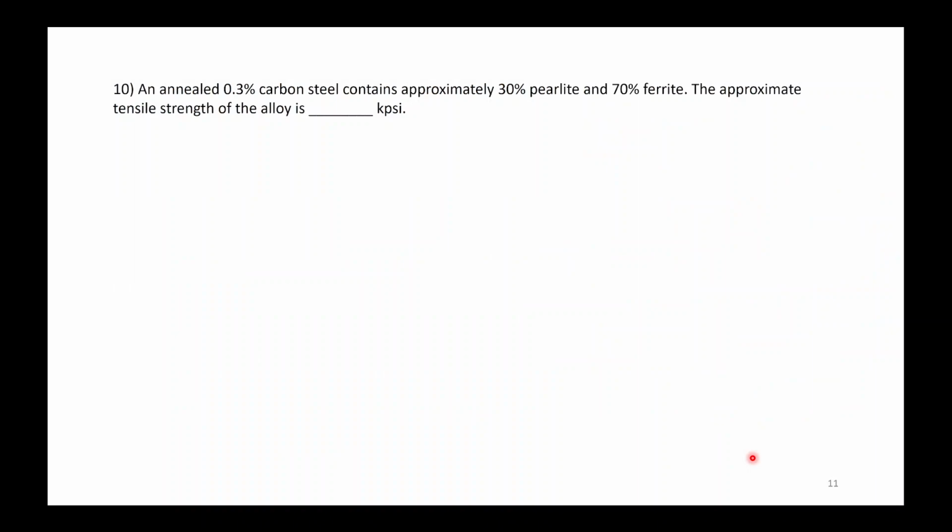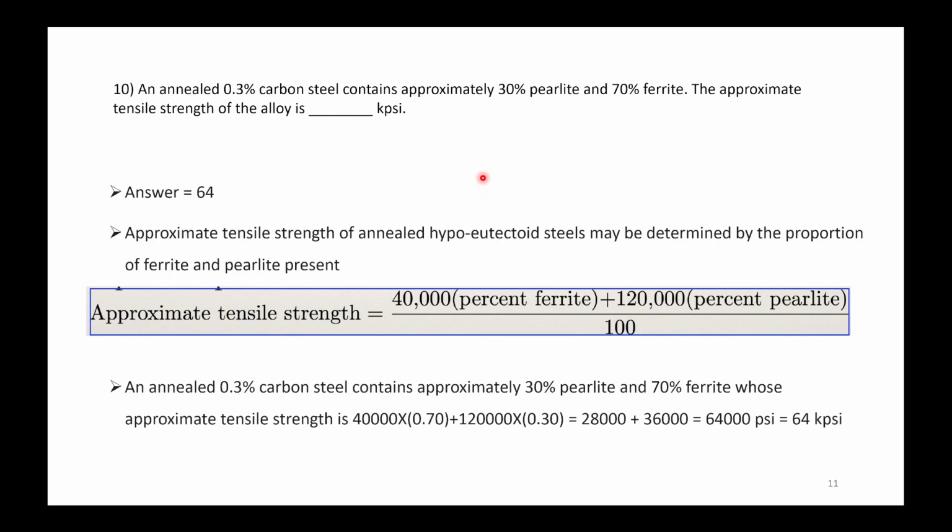Now, an annealed 0.3% carbon steel contains approximately 30% pearlite and 70% ferrite, and the approximate tensile strength of the alloy is blank kpsi. So your answer will be 64, and for this your formula is given in the notes.